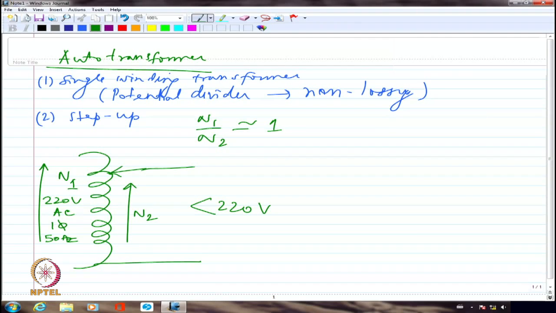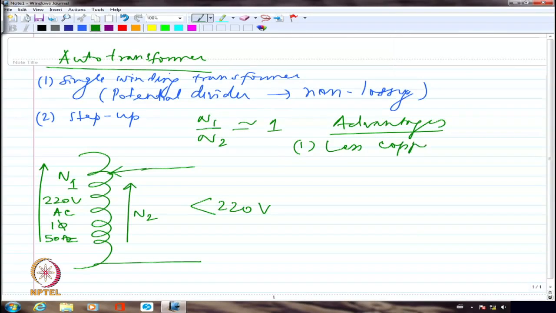So I would say step up action is done quite easily, that is one thing. And advantages, if I try to look at it, we can say less copper utilization, right? And another thing is less losses. Clearly, yeah.